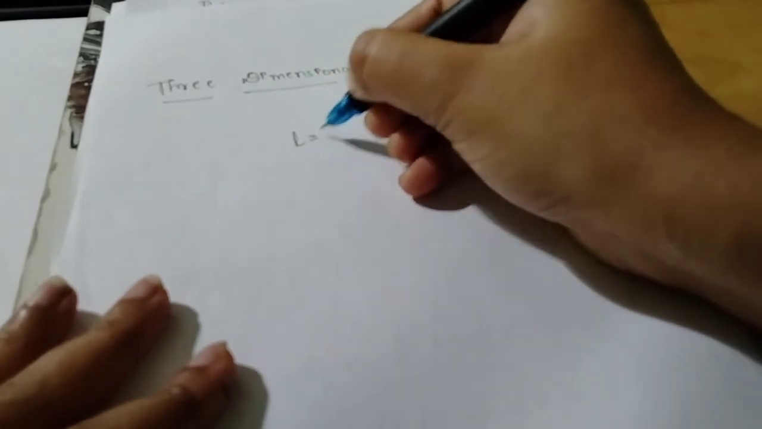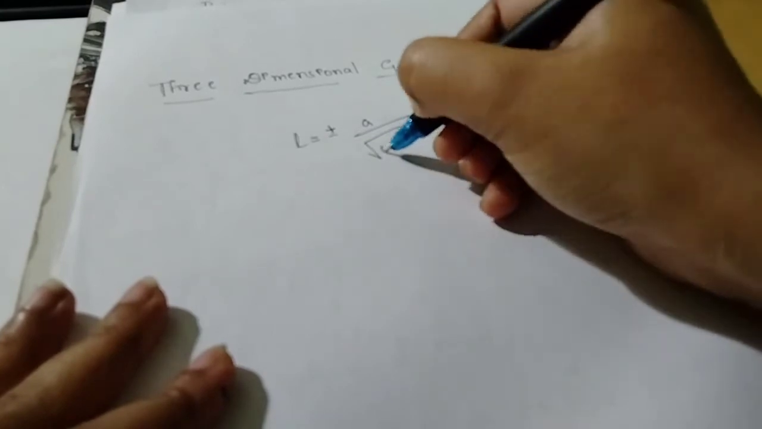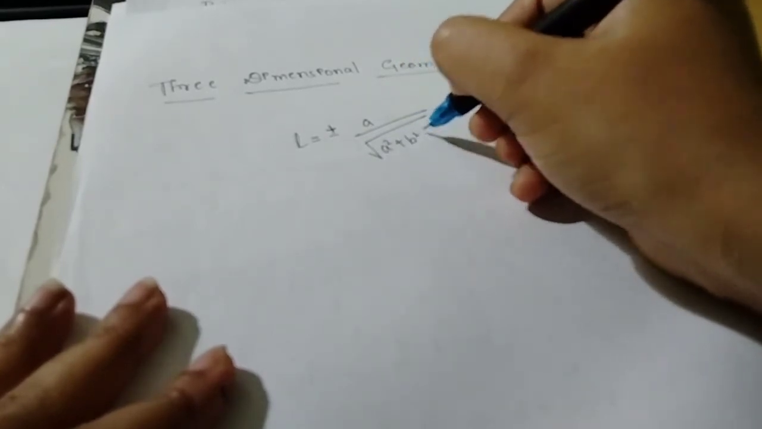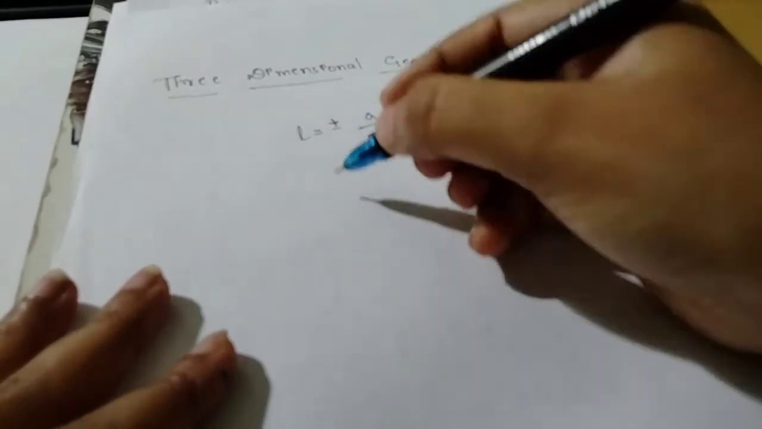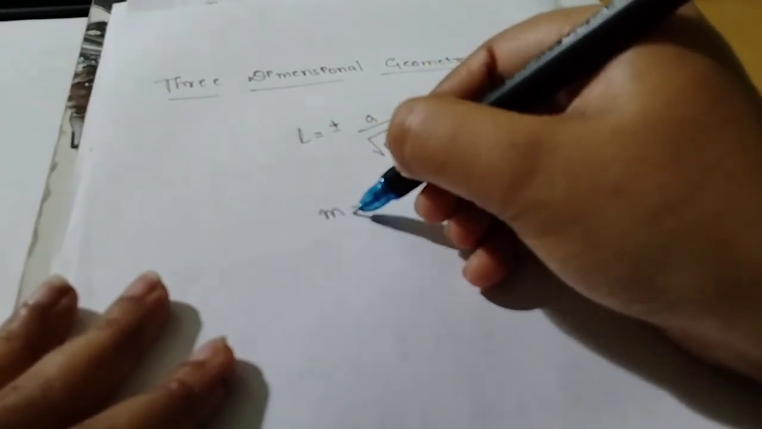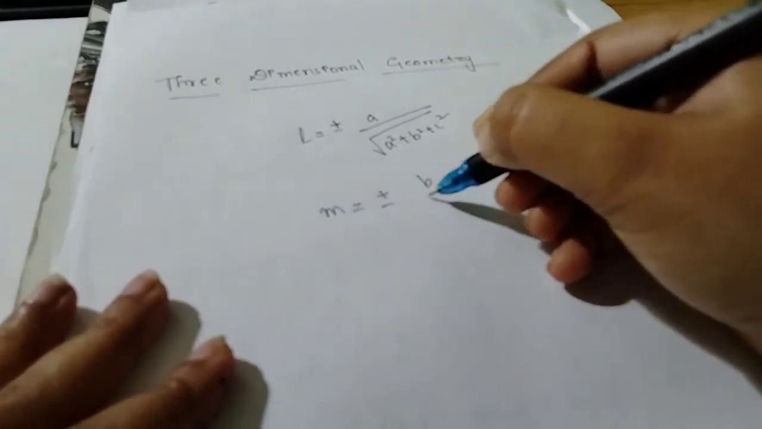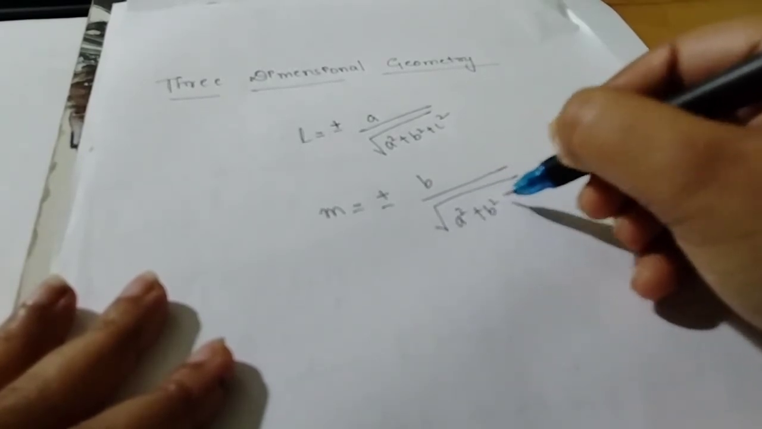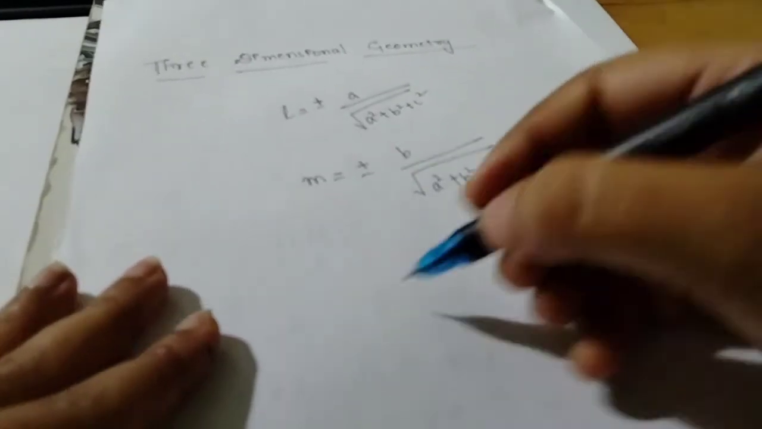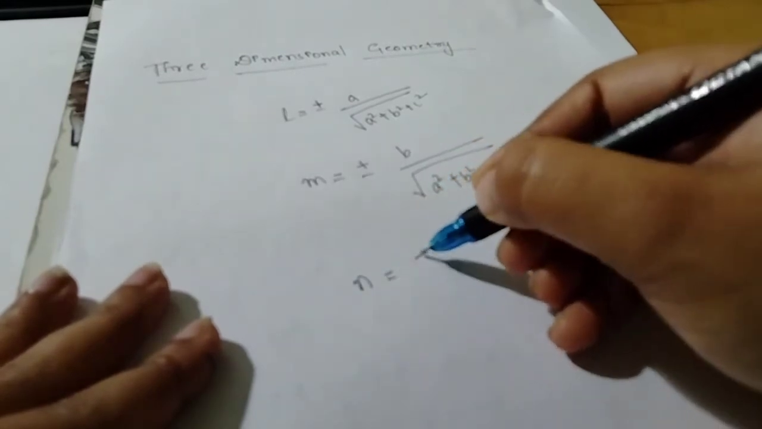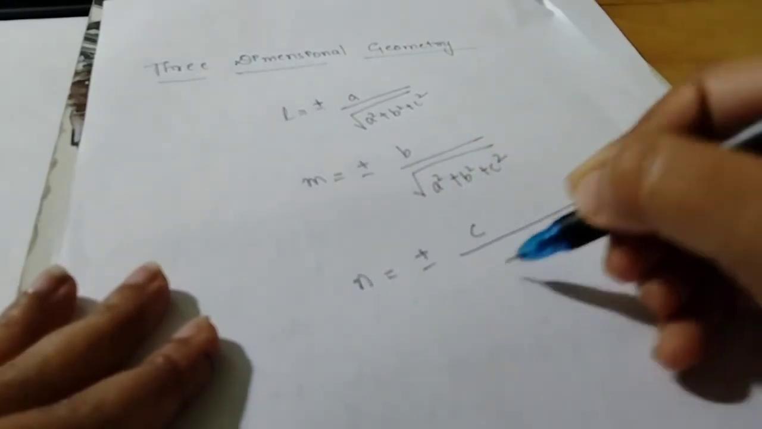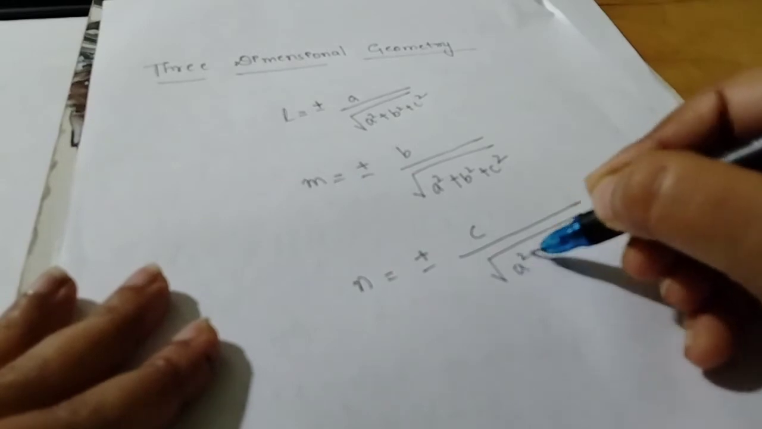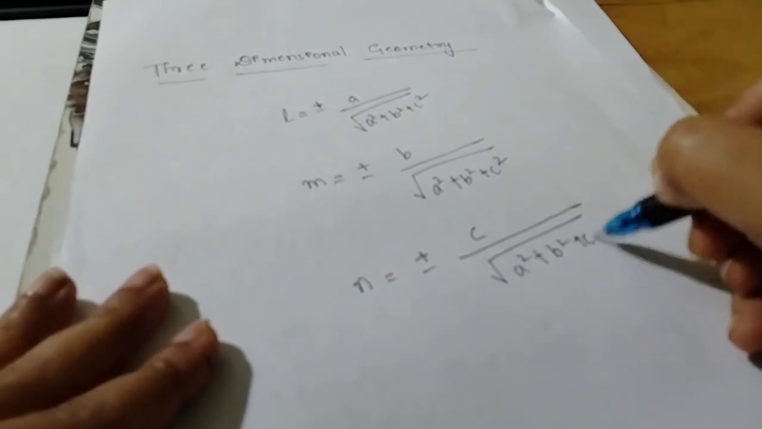What was that relation actually? l is equal to plus or minus a divided by root of a square plus b square plus c square. This was one. m is equal to plus or minus b divided by root of a square plus b square plus c square. Then n is equal to plus or minus c divided by root of a square plus b square plus c square.